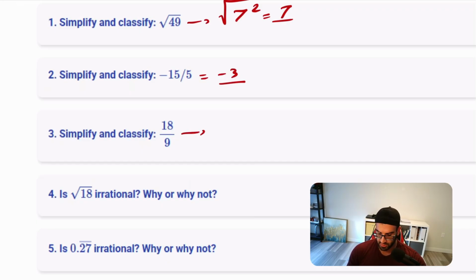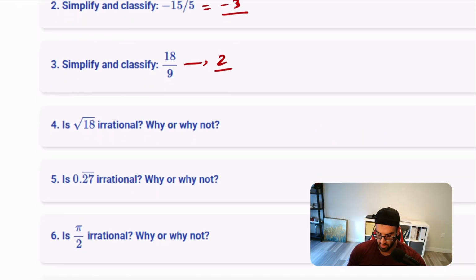18 divided by 9 is going to be 2. Again, same scenario. So is the square root of 18 irrational? Why or why not? If you find the square root of 18, you can see that it's somehow the square root of 2.